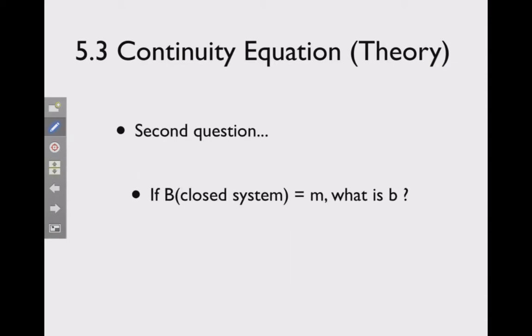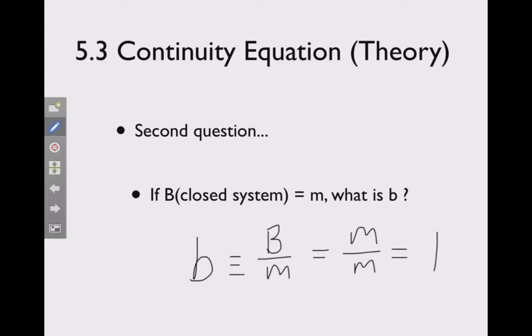The second question, okay, so we've answered that question. The second question is, if B for a closed system is M, if we're interested in the extensive property B here, this is our extensive property, what is little b, the intensive property? Do you remember what little b was equal to? Little b was defined to be equal to big B over M, the quantity we're interested in per mass. But of course, we're interested in mass. So this is just mass over mass.